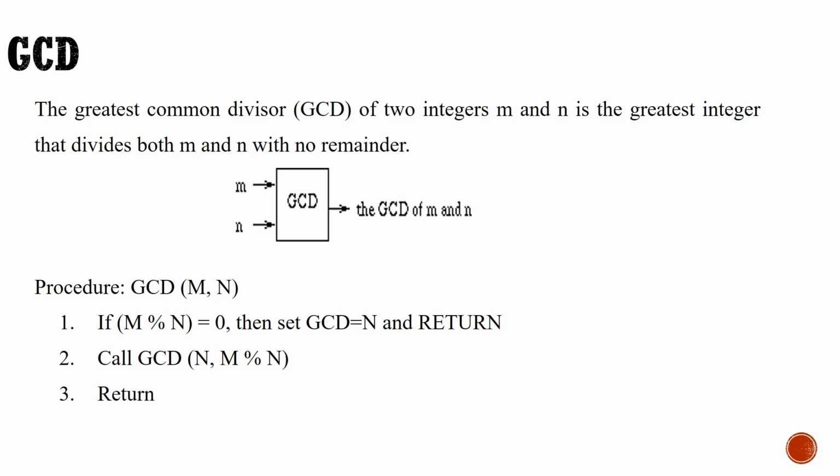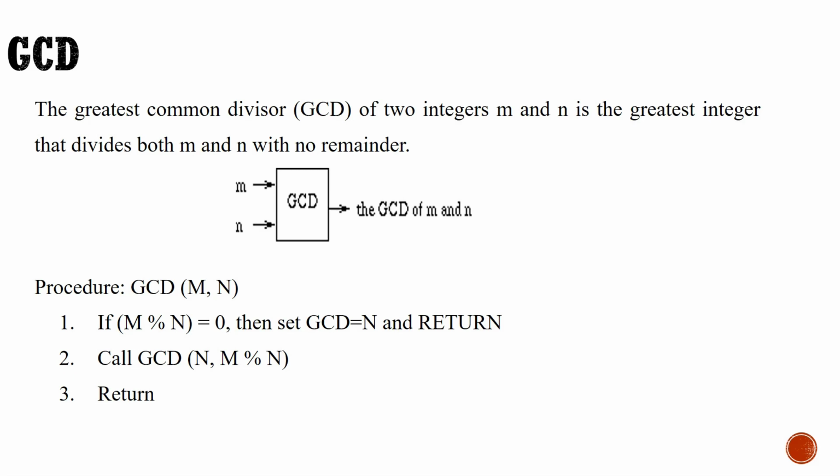First case, 6 and 4. 6 modulus 4 will be equal to 2. Then we go to line number 2. In line number 2, what happens? Now n will come to the first position. What is our first position? That is for m, that is 4. The second value is 6 modulus 4, which is 2. Now the first value will be 4 and the second value is 2. That is, 4 is copied to m and 2 is copied to n.